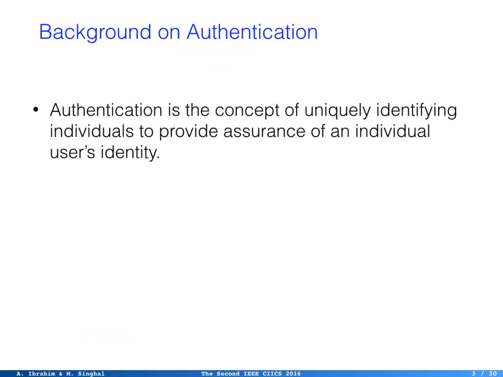The first step in initiating communication between untrusted parties is to ensure and verify that each party is the one it's claiming to be, which is called authentication. Authentication is the concept of uniquely identifying individuals to provide assurance of the individual's user's identity.